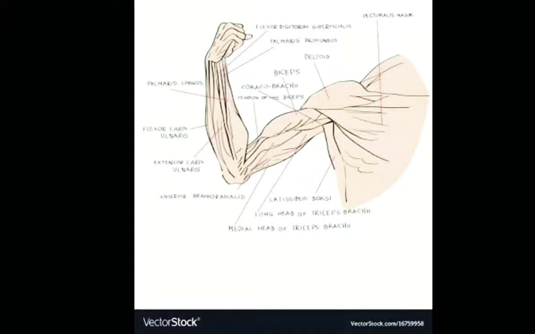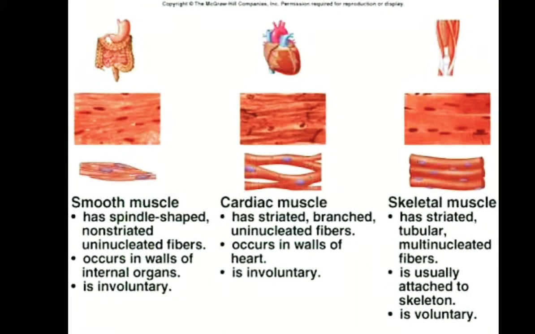Now let's study about the types of muscle. Altogether, there are about 3 types of muscles. Number one is smooth muscle or involuntary muscle. Next is cardiac muscle, and the third one is skeletal muscle or voluntary muscle.